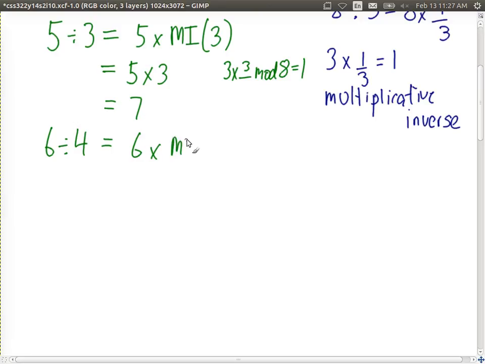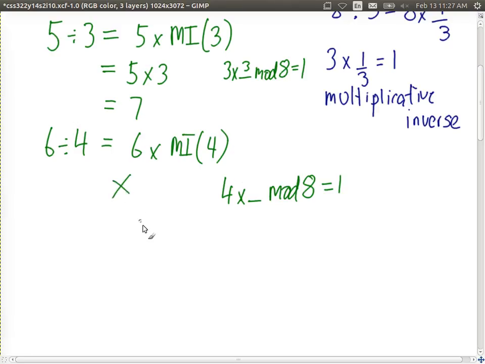Six times, what is the multiplicative inverse of 4? Well, it's a number such that 4 times that number mod 8 equals 1. What is this number? Nine? There is no such number in this case. You will not find one. You cannot multiply 4 by any integer and mod by 8 to get 1. Therefore, there is no multiplicative inverse of 4.